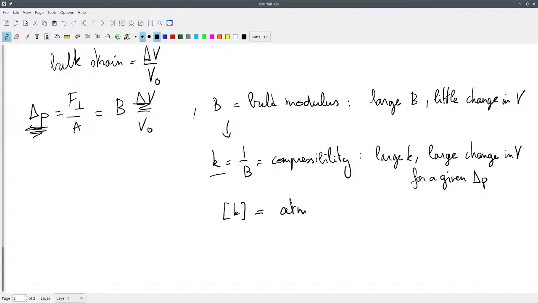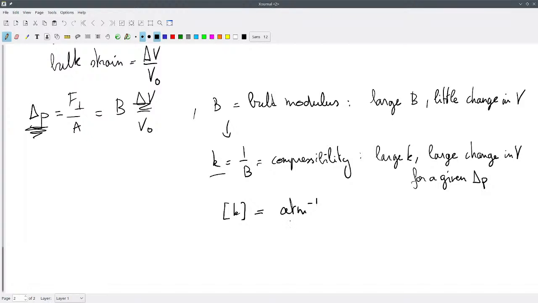One of the things you'll see in compressibility is that it will often be expressed in per atmosphere, 1 over atmosphere, where atmosphere is the atmospheric pressure in normal conditions. It's a defined quantity. I think 1016 hectopascals, I think is the definition.